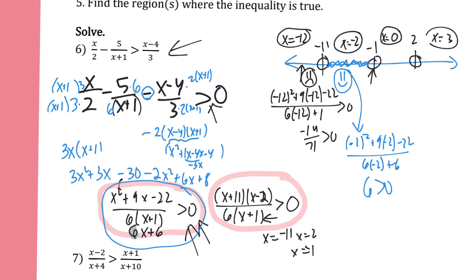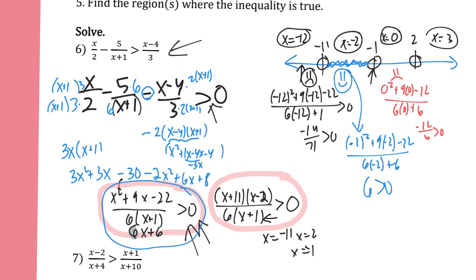Try 0. Does it work? So if you plug in 0 to one of your forms, I'm going to do 0 squared plus 9 times 0. That's still 0. Subtract 22. Put it over 6 times 0, and then plus 6. And I got -22 over 6. Is that greater than 0? And the answer is no. Okay. So no, not so much. Those solutions won't work.